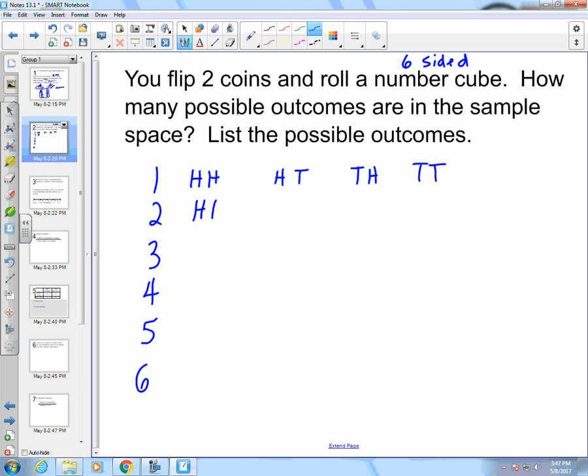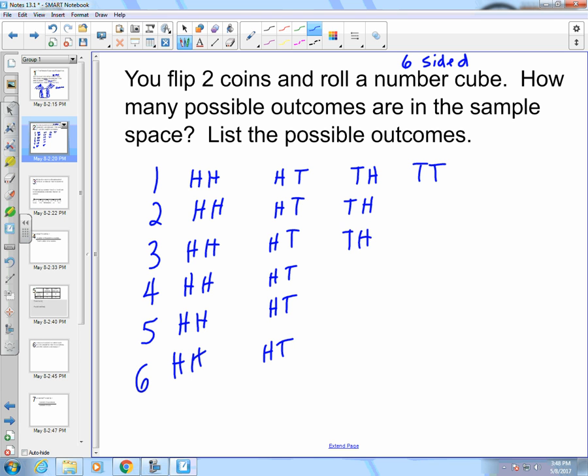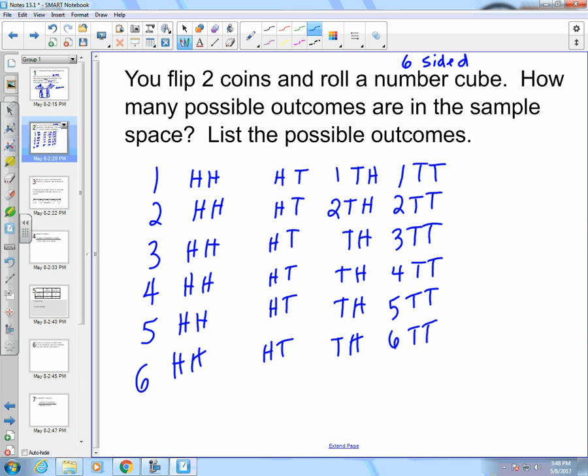And that is going to be true for each one of these, so that we can have heads and heads on each one, heads and tails on each one, tails and heads on each one, or tails and tails on each one. And with our sample spaces, then we're going to make sure that we put our numbers in front of them as well. Just a nice, easy way to organize them.